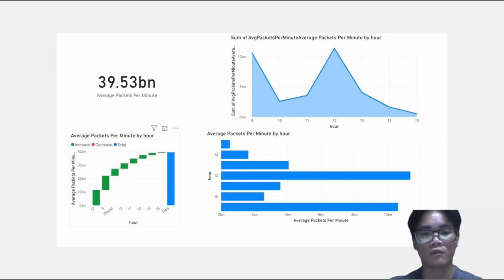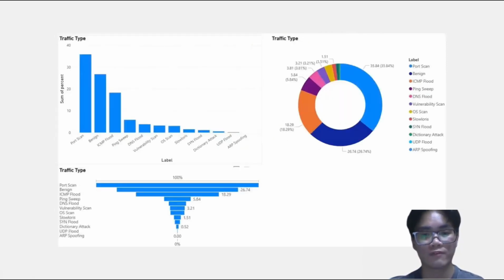And moving on, we will have traffic type analysis. Looking at both the bar and donut charts, the most common type of traffic observed is port scan, accounting for nearly 36% of all traffic. This is followed by benign traffic at 26.7% and ICMP flood attacks at around 18.29%. Other types of malicious traffic like ping sweeps, DNS floods, and vulnerability scans are also present, though at lower rates.